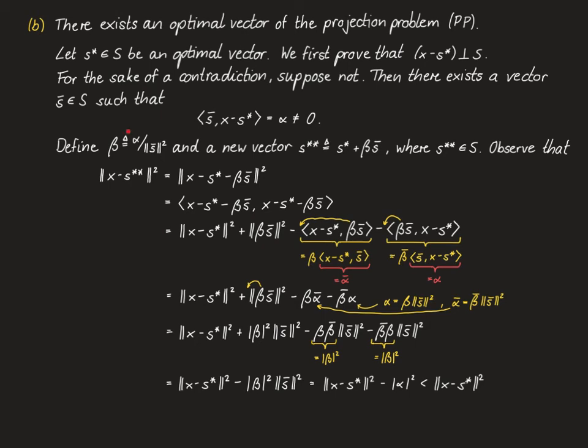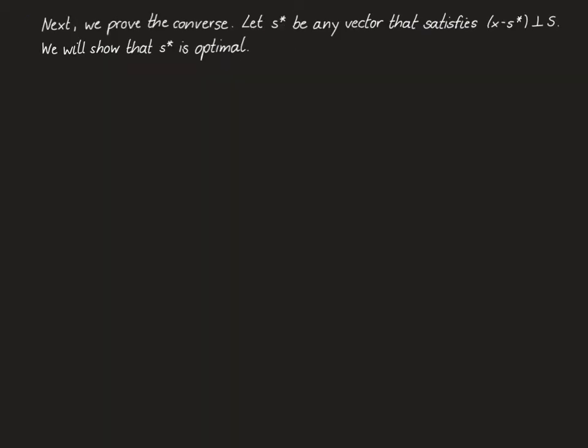Substituting again our definition of beta, we get that this is equal to the squared norm of x minus S star minus the absolute value of alpha squared, which is clearly less than the squared norm of x minus S star, and hence we have a contradiction to the optimality of S star. Next, we prove the converse statement.